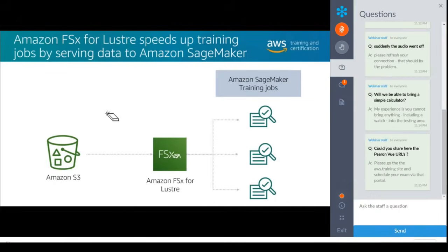So the benefit here is that if you move your data into Lustre, you can then leverage Lustre within your SageMaker training jobs to get phenomenal throughput. Okay, so Lustre gives you way faster throughput to your training instances than S3 would. Of course, it comes with a cost. So if you see yourself in a situation where a training job is really slow and you want more performance, you might consider using Lustre.